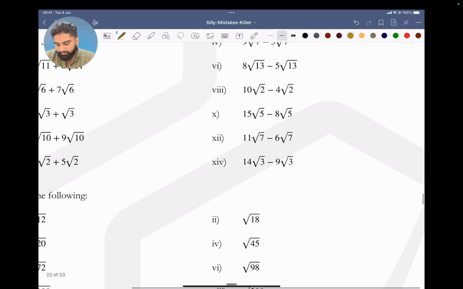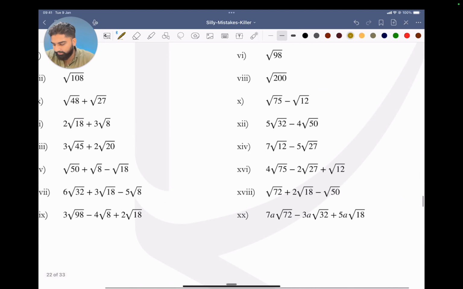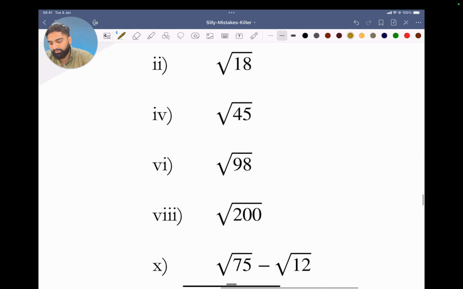Okay, so then for some of these, you'll have to simplify it first. Like, if I was to do this one for example, root 45 is root 9 times root 5, which is 3 root 5.